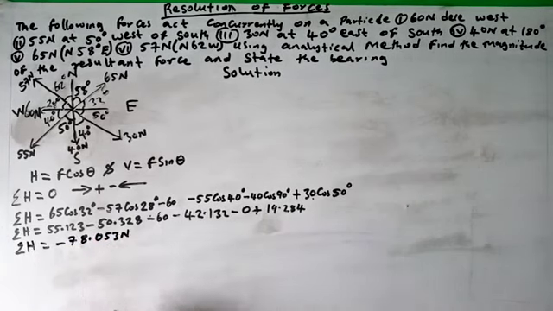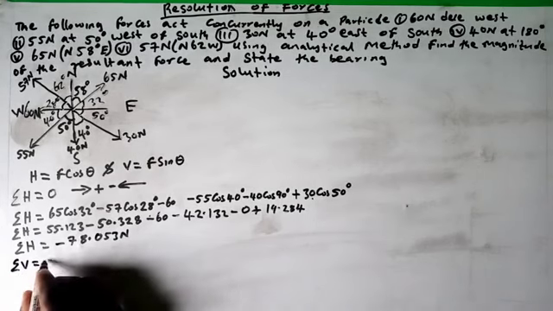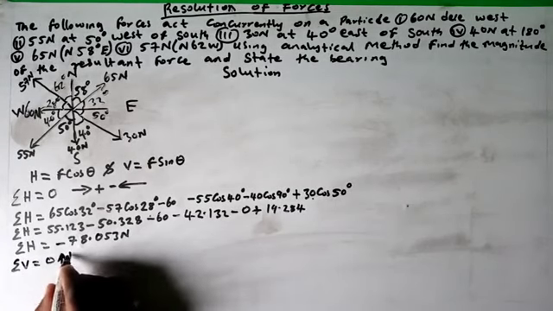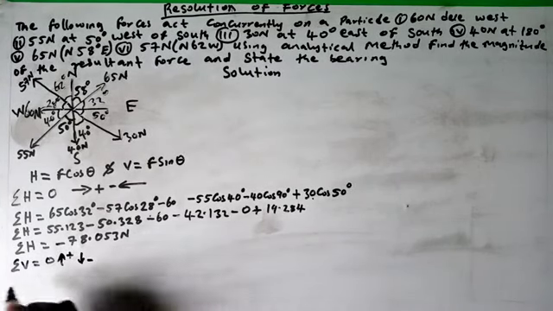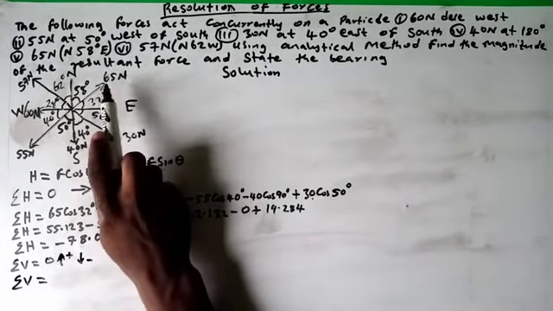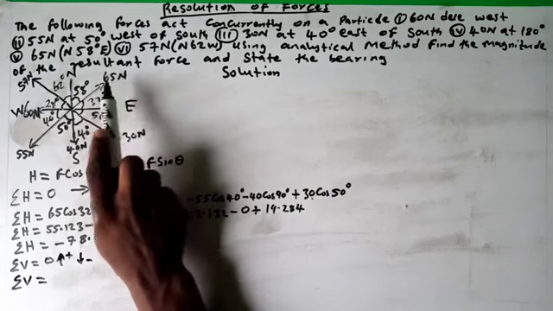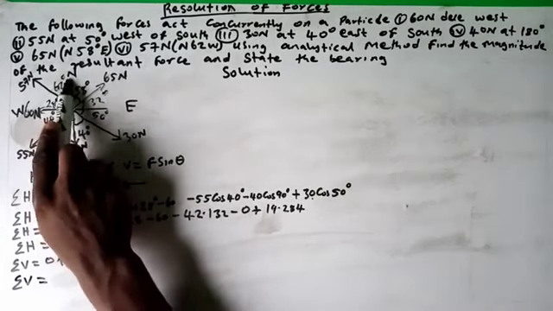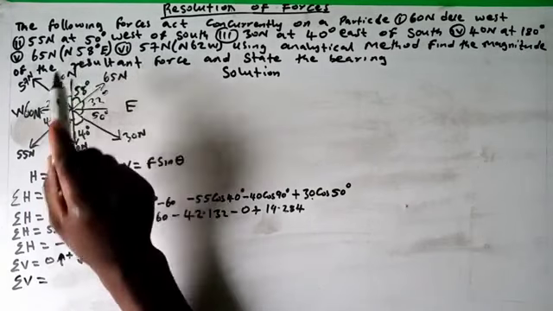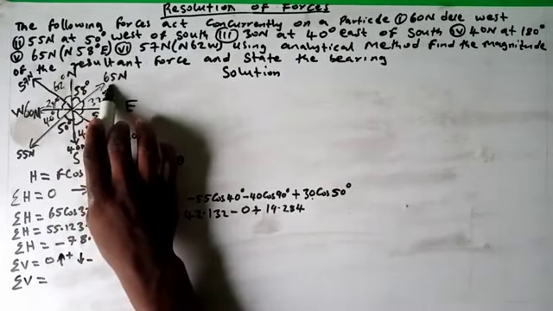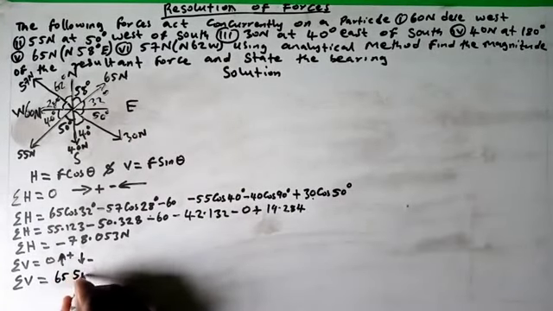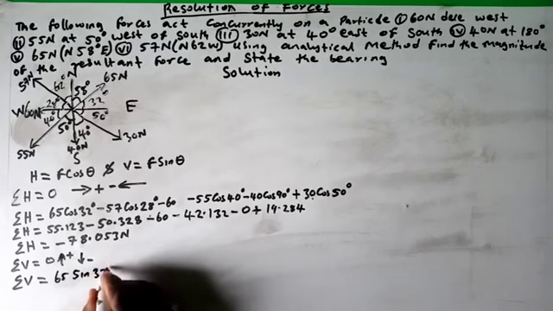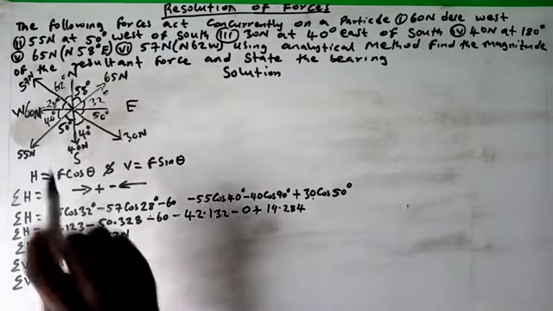78.053 Newton. For summation of V is equal to 0, such that upward forces are positive and downward forces are negative. Therefore, our summation of V will now be equal to, the first force is also 65 Newton. If we close this angle, the arrow is pointing towards the positive direction. So the force is positive. Therefore, we have 65 sine 32 degrees. Then this is the next force.